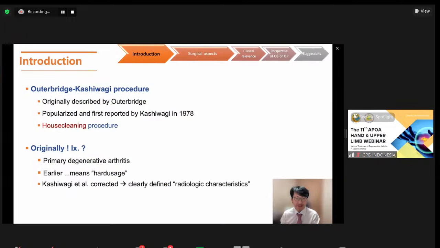The OK procedure, namely the Outerbridge-Kashiwagi procedure, was originally described by Outerbridge. It has been known as a house cleaning procedure. The original indication is primary degenerative arthritis, meaning there has been no traumatic event, but very long-time, repeated heavy use of the elbow. But Kashiwagi modified it and clarified the radiologic features.